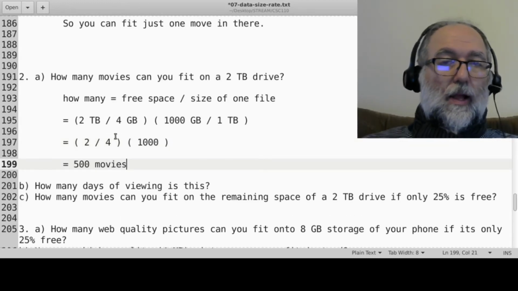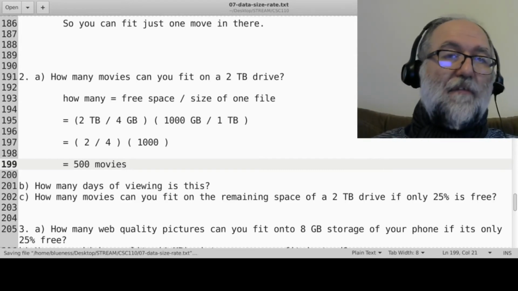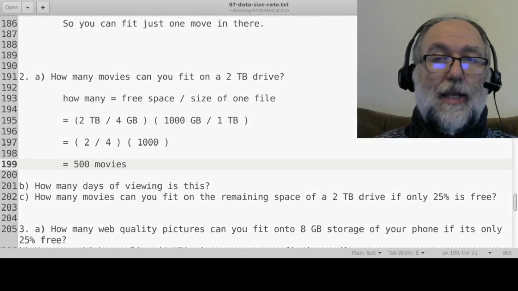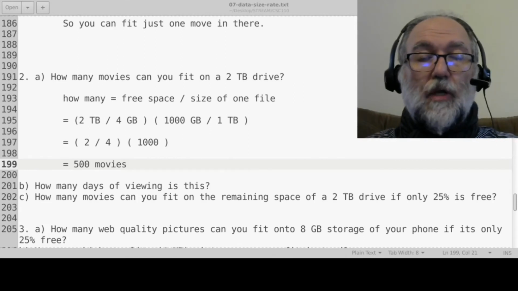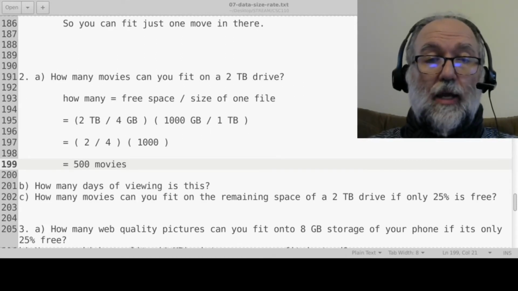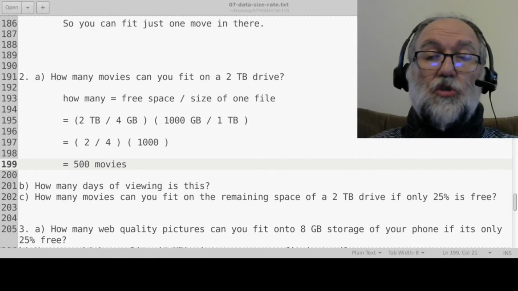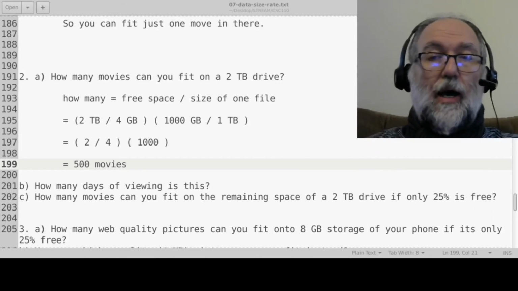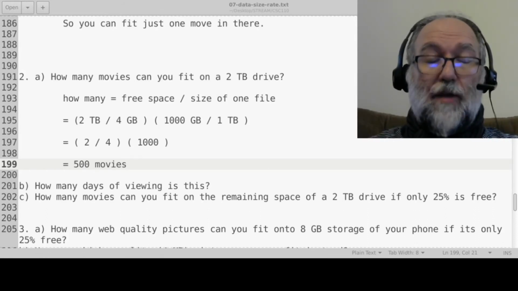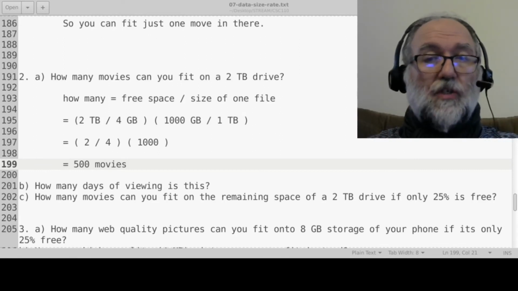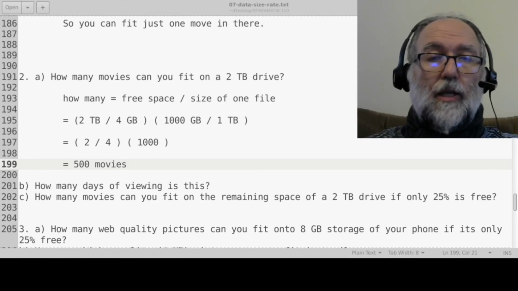Is that enough for all the lectures that you would ever want to record at Duval? Yeah, it's getting pretty close to that. If you really had a 2 terabyte drive completely free, and you wanted to record every single movie, like a full recording, not just audio recording, but a full recording, you'd be able to get 500 movies on there. That's a lot.